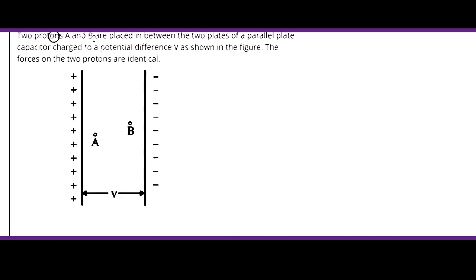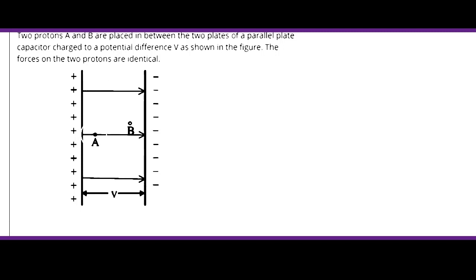Friends, the question is: two protons A and B are placed in between the two plates of a parallel plate capacitor charged to a potential difference V as shown in figure. The force on the two protons are identical. Friends, we can see that this is a uniform electric field. Then we can draw these electric field lines.